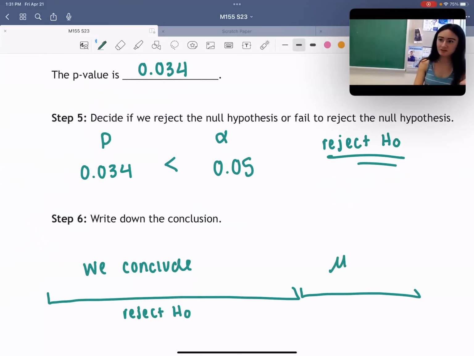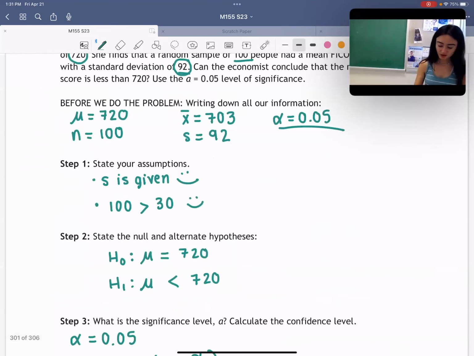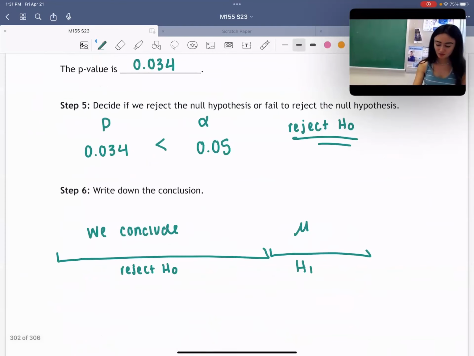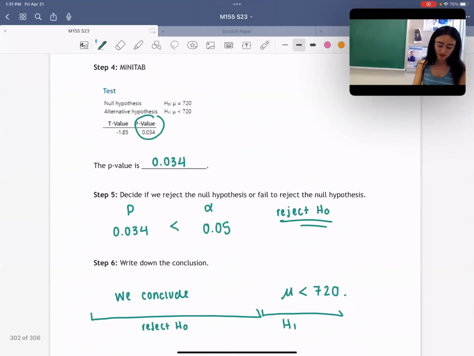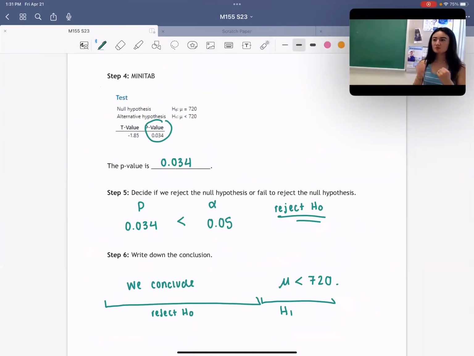Mu is less than the alternate hypothesis, right? Since the alternate hypothesis says less than 720, well, mu is less than 720. Now it's very important to phrase it in the right way. That's why I like the template. You're just piecing together 2 parts of a sentence, and then you get your conclusion. Any questions on how to do these problems?